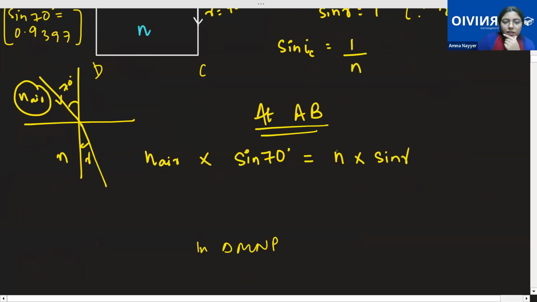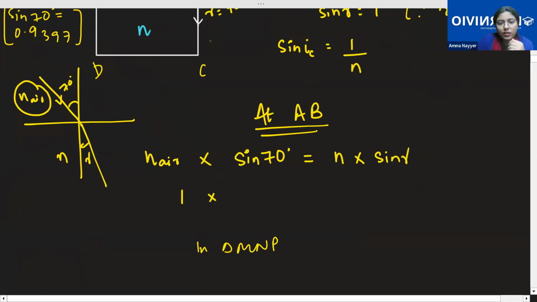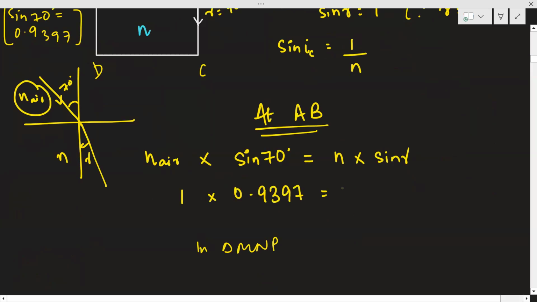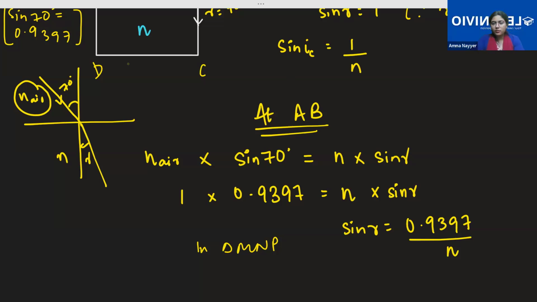So what's the refractive index of air? 1. So this becomes 1. The value of sine 70 is given to us, that is 0.9397, is equal to N sine R. So we can say sine R is equal to 0.9397 divided by N. But this R is not useful for us, sine R.